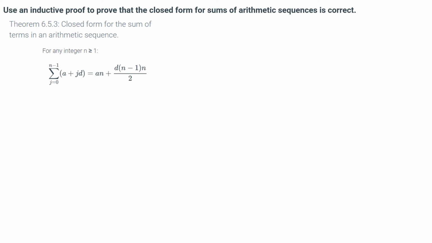I wanted to go over one more example. They proved this in the book in this section. This was a theorem that we talked about earlier. It was the closed form for the sum of terms in an arithmetic sequence. So we have an arithmetic sequence. It's a summation going from j equals 0 up to n minus 1, and we have the initial term plus j times that common difference. Anyway, that is equal to this formula on the right.